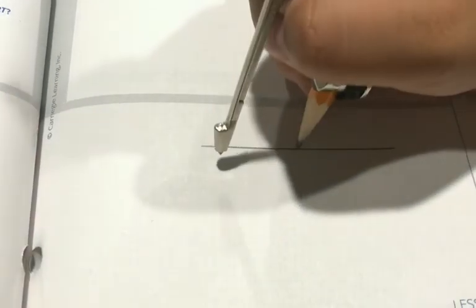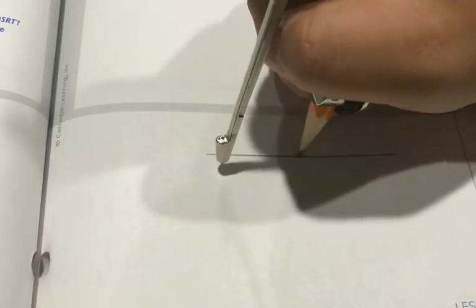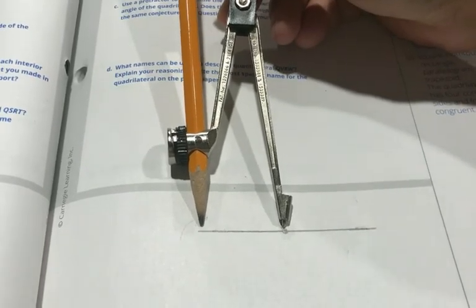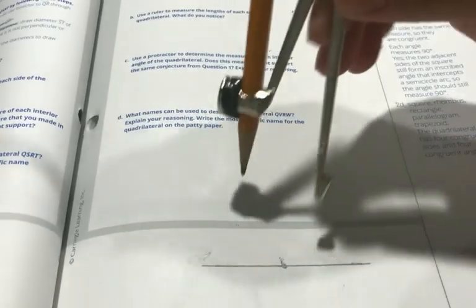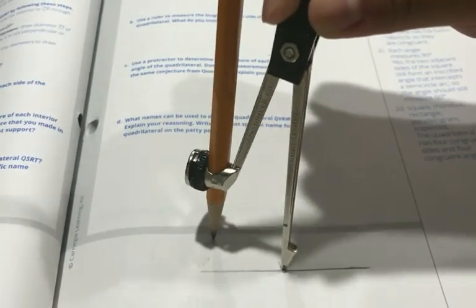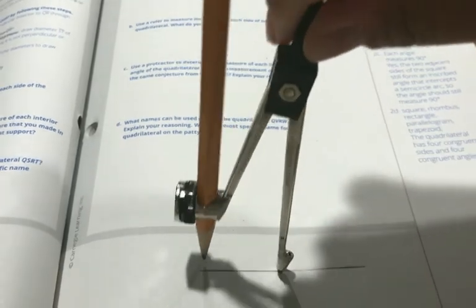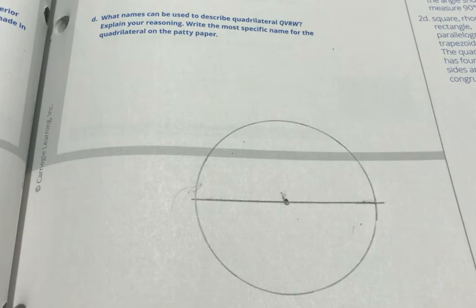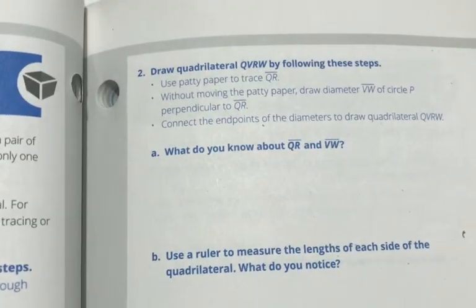And then I'm going to go ahead and open up my compass. And I'm going to choose to put the point somewhere in the middle so I can use that as my reference point. Notice how my compass is about the size of at least one of the segments here. I'm going to go ahead and put the sharp point of my compass on top of the point that I'm using, and I'm just going to draw a circle.